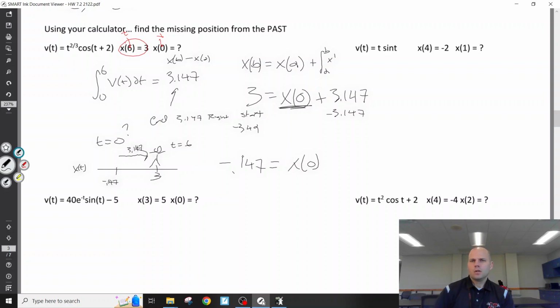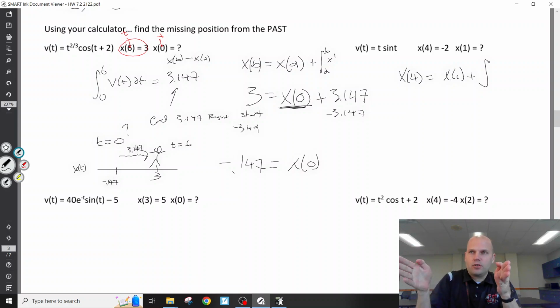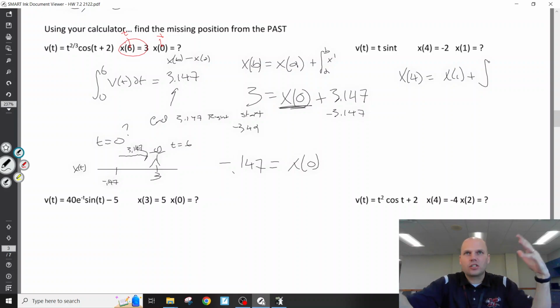Okay? So, understanding, if you know where you end up and you want to know where you came from, you're going to subtract your displacement. You're going to do the opposite. If your displacement is positive, you ended to the right of where you started. If you know where you end, subtract that distance and you'll get where you started. If your displacement's negative, you end up to the left of where you started. Well, if you know where you ended, add that number to get where you started, right? It's just do the opposite.